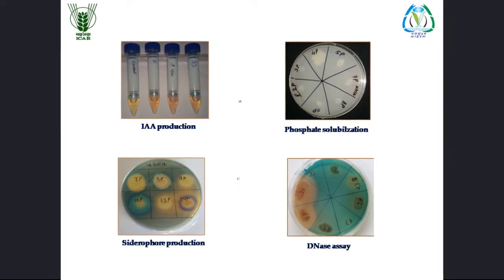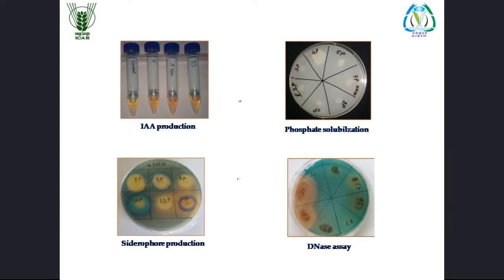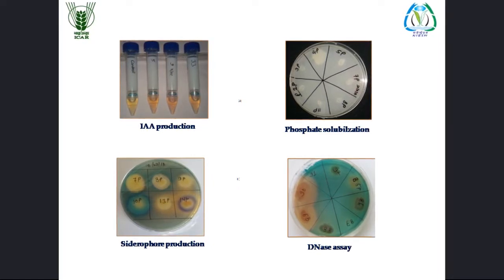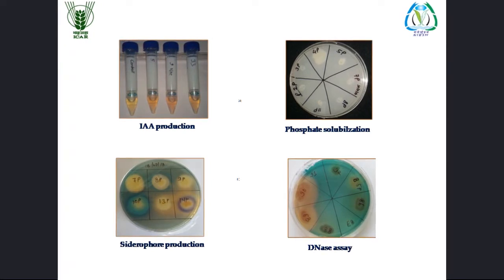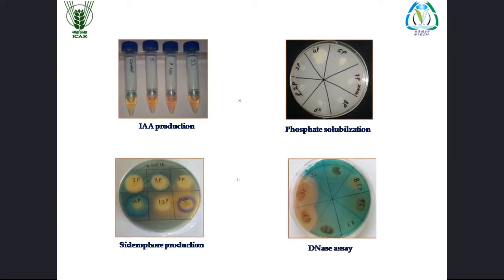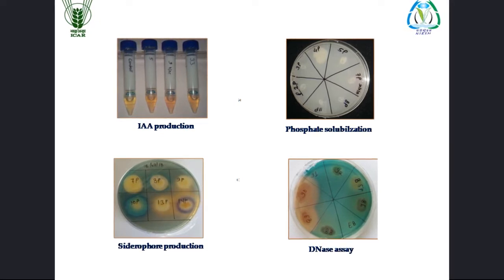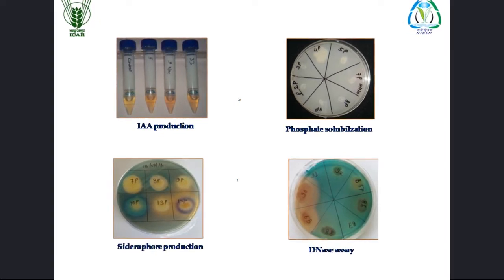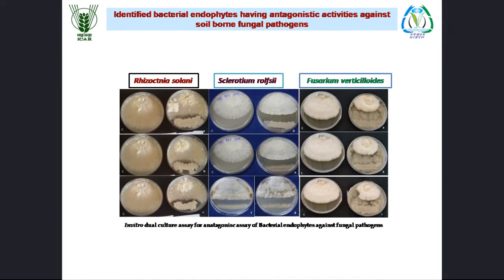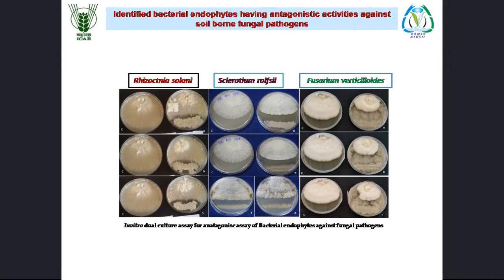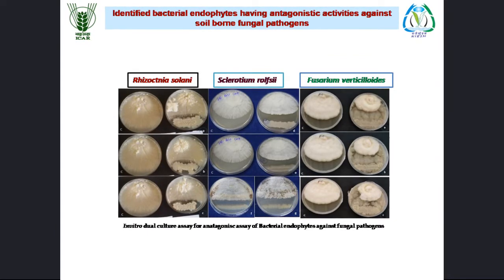Isolated bacterial endophytes were further characterized for functional traits. So these traits represent the production of indoleacetic acid, solubilization of phosphate, and siderophore production activities as well as the DNA assay. Bacterial endophytes were tested for their antagonistic activity against soil-borne fungal pathogens, namely Rhizoctonia, Sclerotium, and Fusarium.